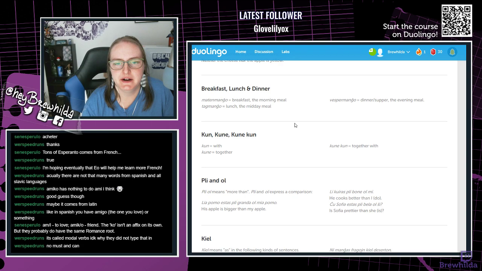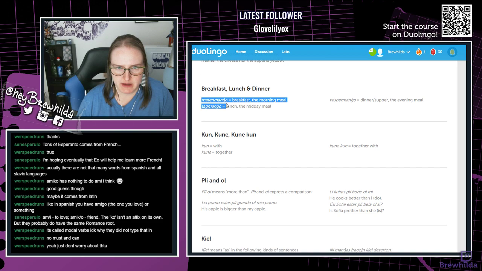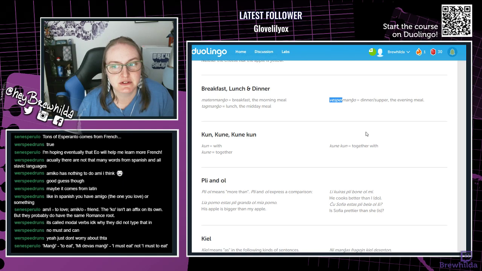So, manĝo is eating, right? We have matena, which is morning. So this really means morning eating or morning meal. Here we have lunch, meal or day meal, rather. And night meal. Though I'm surprised that this is more vespera and not more like nokta. If I were to say nokta manĝo, which sounds like a superhero.